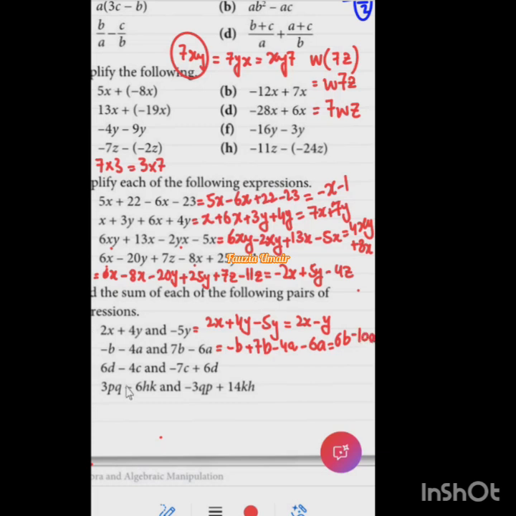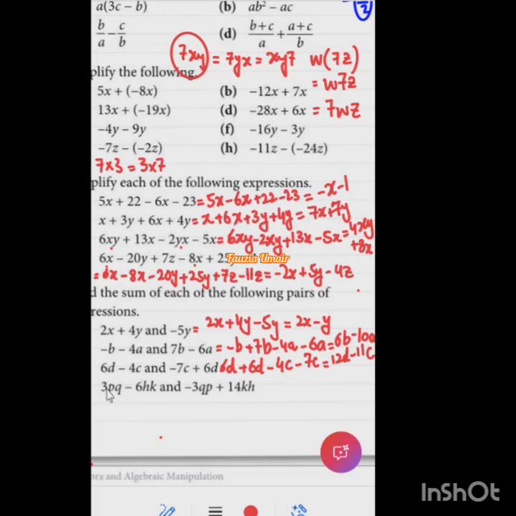Very good. So now this one: 6d minus 4c and 7c plus 6d. I will write the like terms: 6d plus 6d, and minus 4c minus 7c. So is it 12d and minus 11c? Very good. So 12d minus 11c.